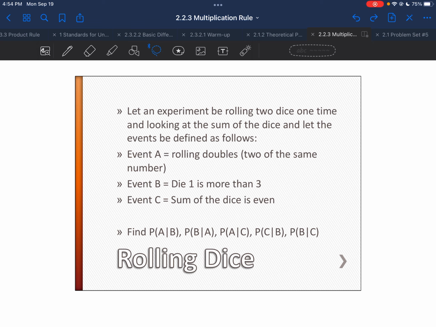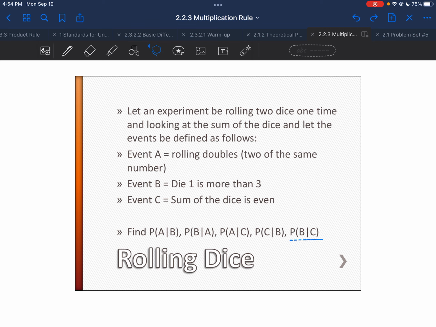That's two of the same numbers. Event B is die 1 is going to have a value that's greater than 3, so that's 4, 5, or 6. And then event C is going to be that the sum of the dice is even. So we want to find the probability of A given B, the probability of B given A, the probability of A given C, the probability of C given B, and the probability of B given C.